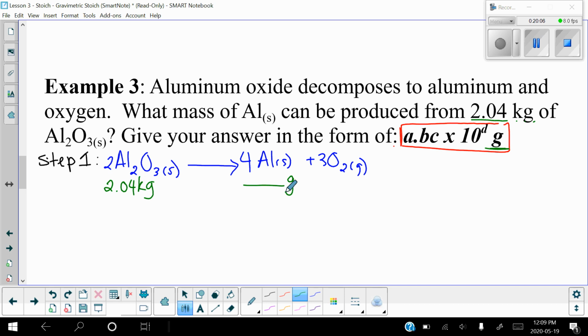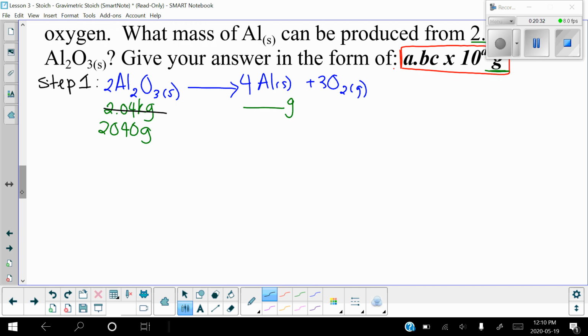So let's do this first by just converting the mass right off the bat. So this would turn into 2,040 grams. Okay, that's by multiplying it by 1,000 or moving the decimal 3 times over. So these are equivalent. Okay, so I'm going to do the problem where it's in grams. We are looking for mass of aluminum.